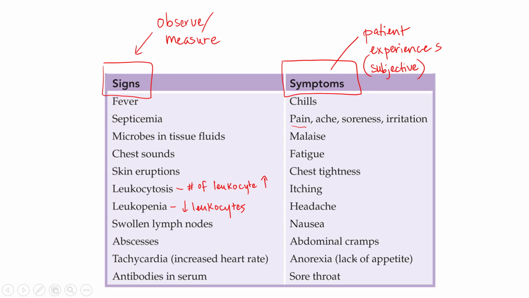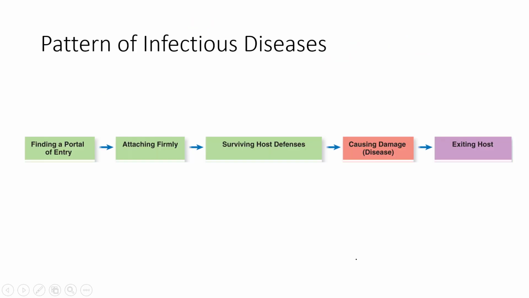But when we talk about an infectious disease, it's a combination of these two things. It's the signs that we can measure, and then it's the symptoms as well that the patient experiences. Infectious diseases follow this generic pattern. So it begins where we have introduction of the pathogen into the body, and we call that a portal of entry. How does it get in? How does the pathogen get into the body?